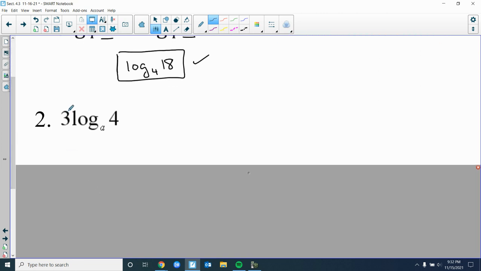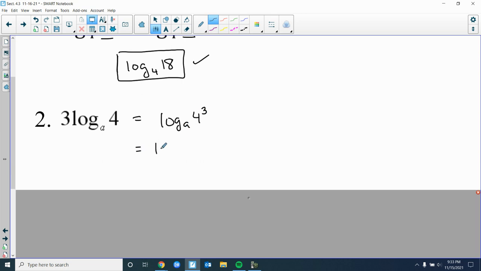Now when it says write it as a single log, there cannot be anything in front of it. So we're going to use the power property in reverse. If there's a constant in front, that can become a power. So this will be log base a of 4 to the third power. Well, log base a of 4 to the third power is a log base a of 64. Since we don't know what the base is, we cannot evaluate that any further. That would be our final answer.